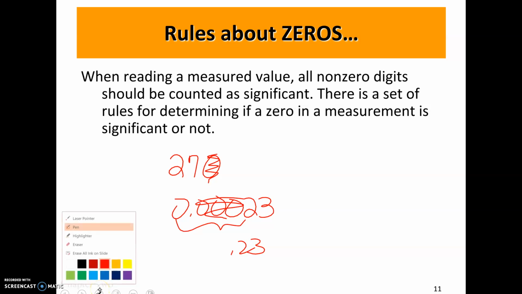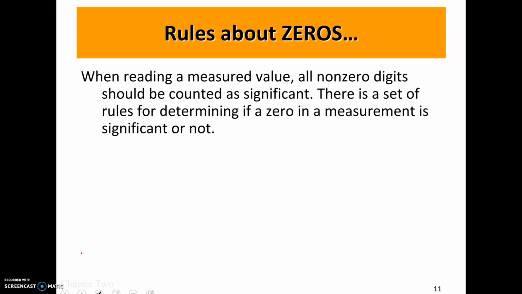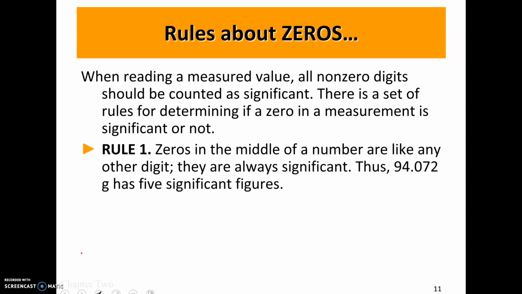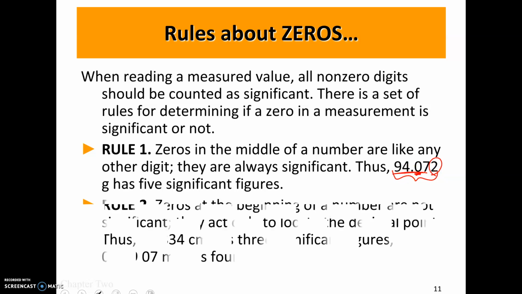So we need to know, for chemistry, when should zeros count? When are they actually part of your measurement? And when are they considered just placeholders and not significant digits? So here are the rules. First of all, any zeros in the middle of a number always count. They're always significant. So this 0 is part of my measurement. This number has 5 significant digits. This would be my estimated, and then these would be my exact.